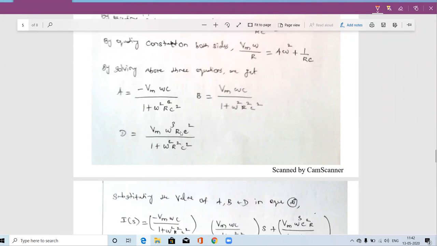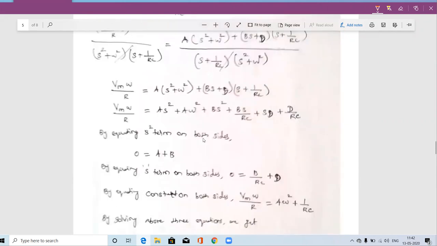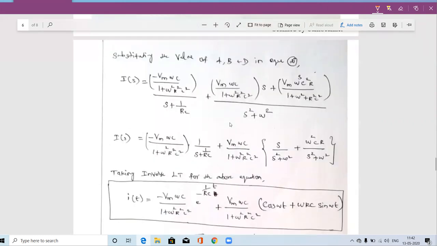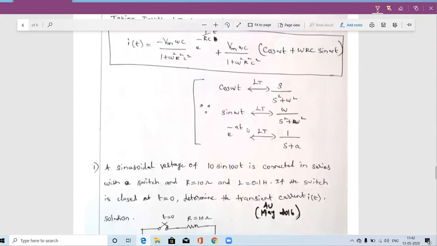Okay, so by substituting these a, b, d values in equation number 2, we have to take the inverse Laplace transform. The inverse Laplace transform as it is: the first term, s by s squared plus omega squared, gives cos omega t, and this is in the structure of omega by s squared plus omega squared, which is sin omega t, correct? So this is the answer for the transient response of the RC circuit, correct? So that's all, the same method.